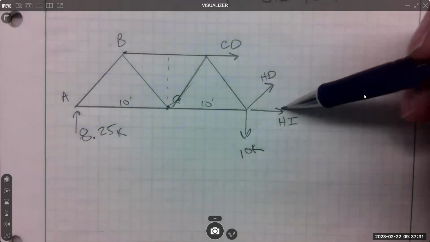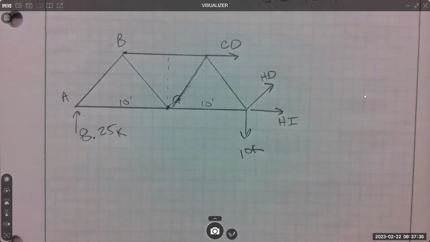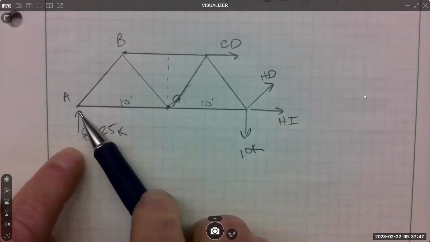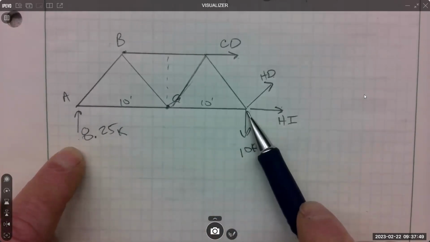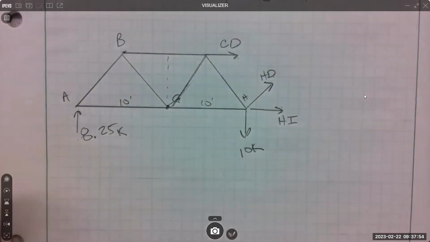And I turn them into vectors, and I put them all in tension, all pointing away from the joint, just because there's going to be so much going on that you're not going to be able to determine it. You're going to have to let the math do it for you. Okay, and then I put in everything else that I knew. 8.25, I knew, 10K going down here at point H, for sure.